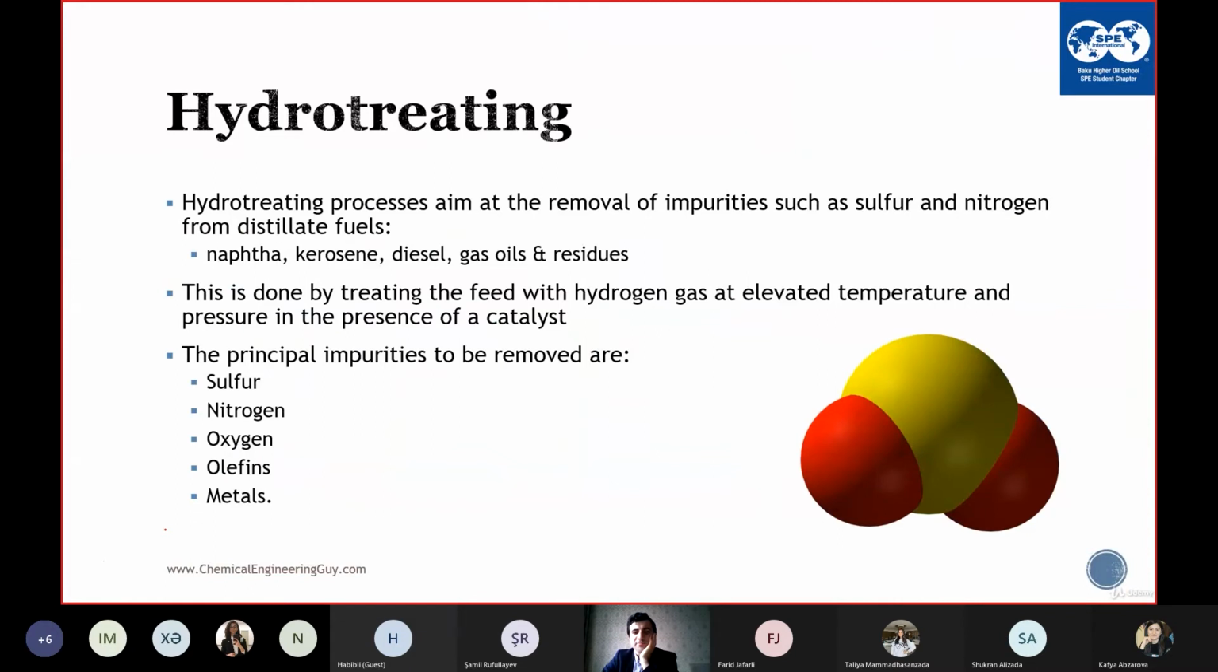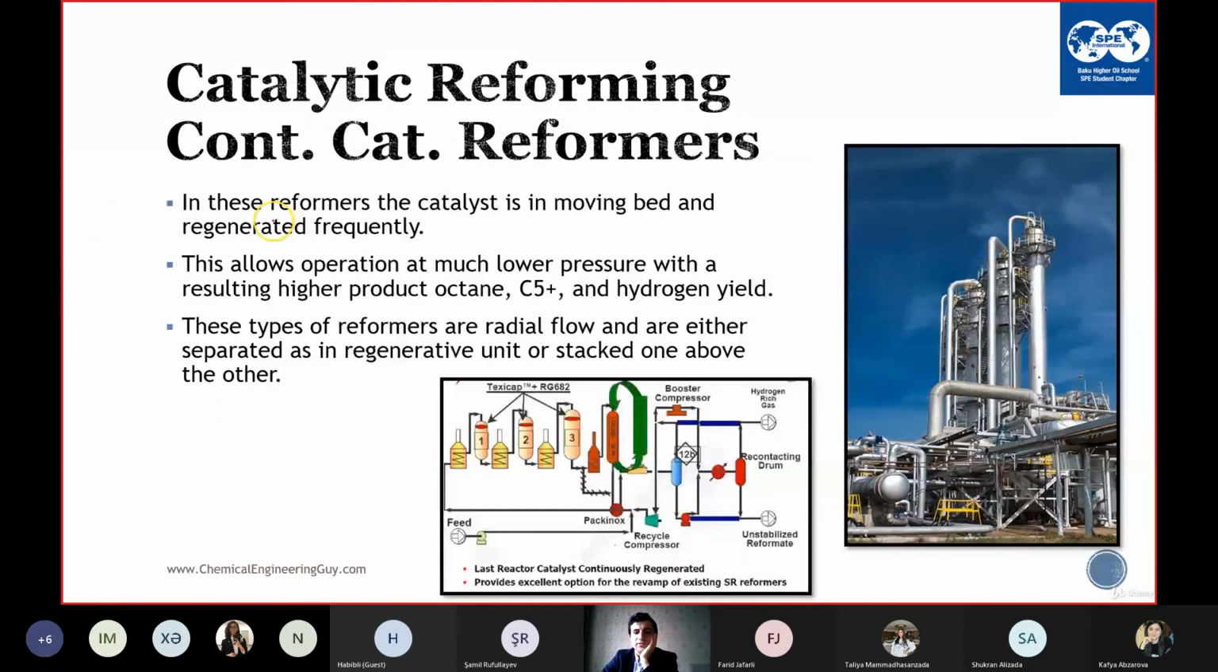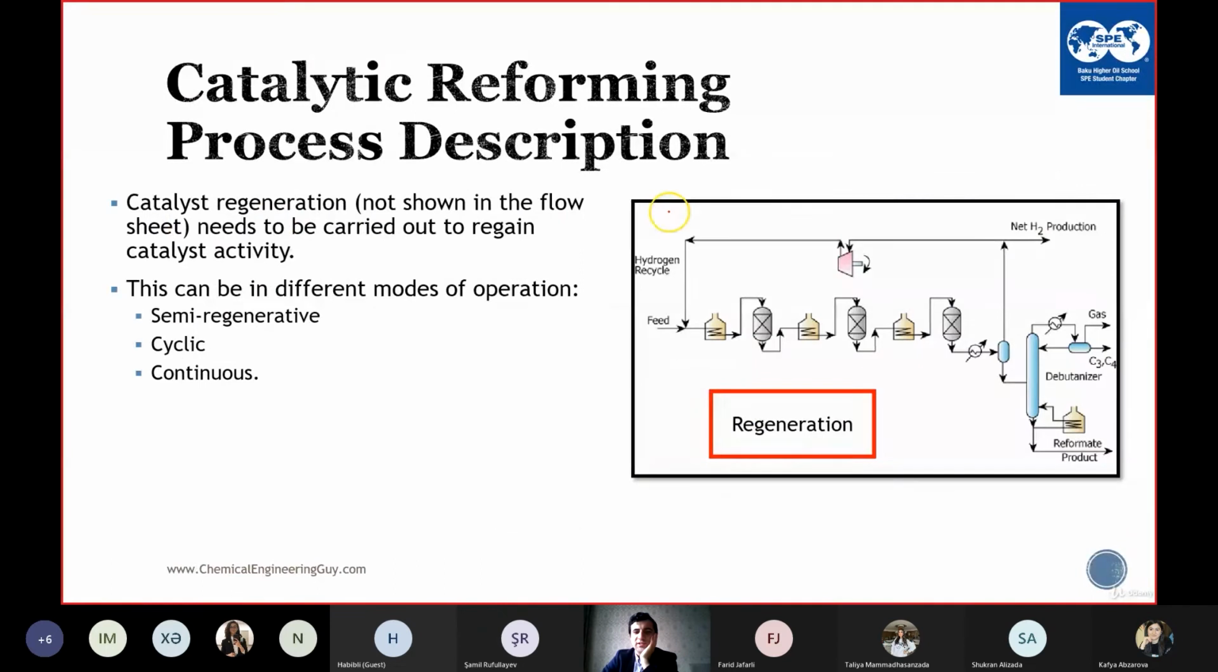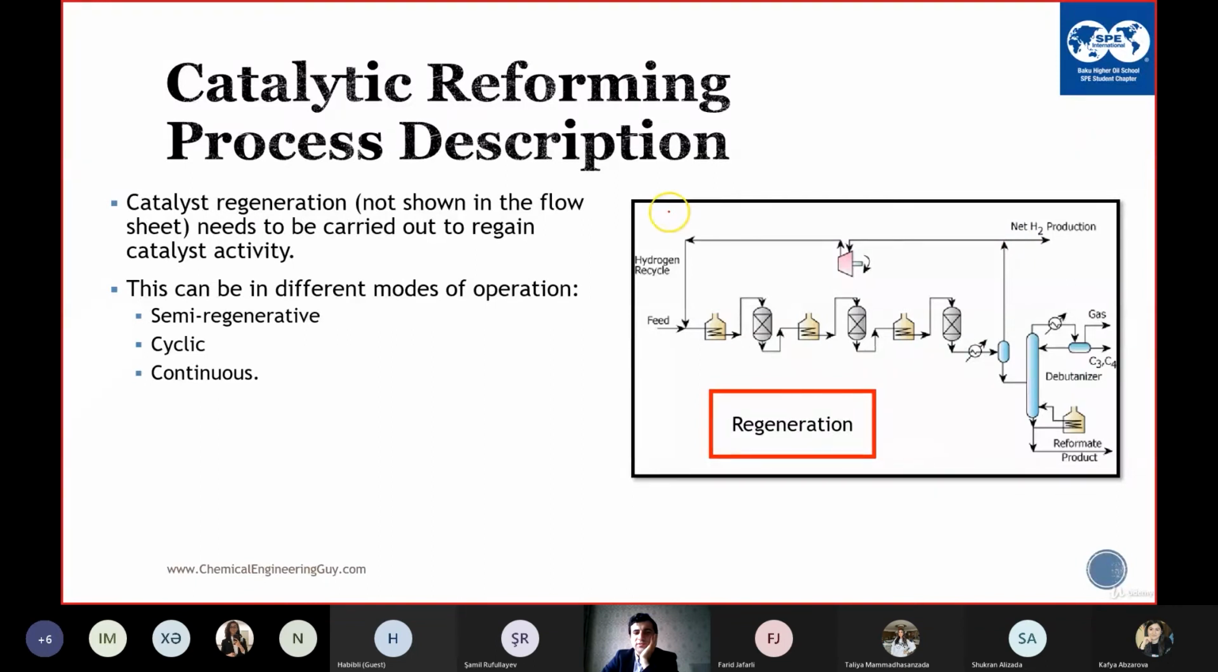What will we use in hydrotreating? No one has an idea. What is the first product? What do you see in this slide? Maybe hydrogen. Yes, exactly. Thank you.